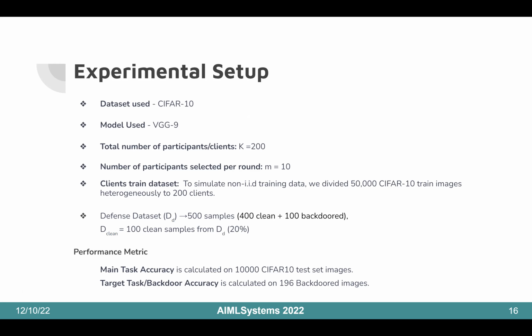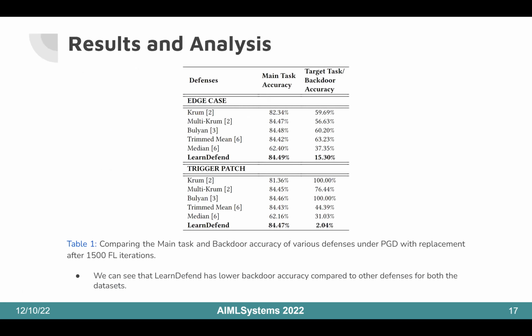We have used main task and backdoor accuracy to check the performance. Main task accuracy is calculated on CIFAR10 test set images, whereas the backdoor accuracy is calculated on 196 backdoored images. So we can say that the higher the backdoor accuracy, the more dangerous the attack is. We have compared the main task and backdoor accuracy of Learn Defend against the recent defenses under PGD with model replacement attack for both edge case and trigger patch datasets. We can see that our method Learn Defend outperforms the existing state of the art defenses.